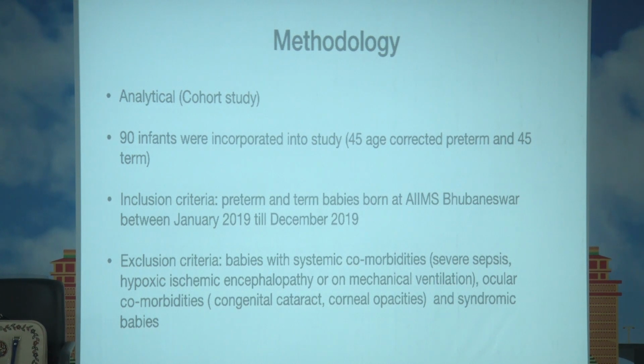This is a cohort study incorporating 90 infants, 45 age-corrected preterm and 45 term. Inclusion criteria were preterm and term babies born at AIIMS Bhubaneswar between January 2019 till December 2019, and exclusion criteria were babies with systemic comorbidities like severe sepsis, hypoxic ischemic encephalopathy, or on mechanical ventilation, and ocular comorbidities like congenital cataract or corneal opacities, and syndromic babies were also excluded.